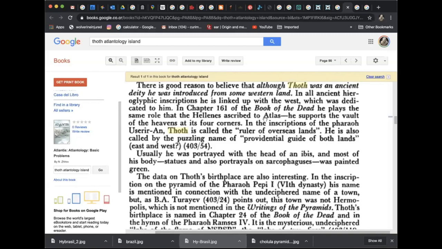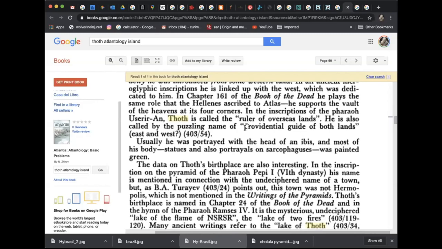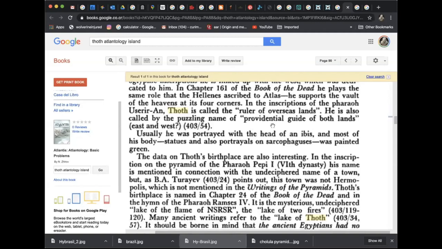Remember Atlas? Who was Atlas? The son of Poseidon, the first king of Atlantis. That is Thoth, first king of Atlantis, Thoth. All right, in the Book of the Dead, he plays the same role ascribed to Atlas. All right, chapter 161. He supports the vault of the heavens at its four corners. In the inscription of the pharaohs, Osiris An Thoth is called the ruler of overseas land. He is also called by the puzzle name of providential guide of both lands, east and west.